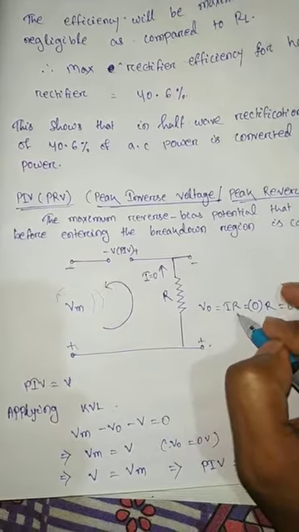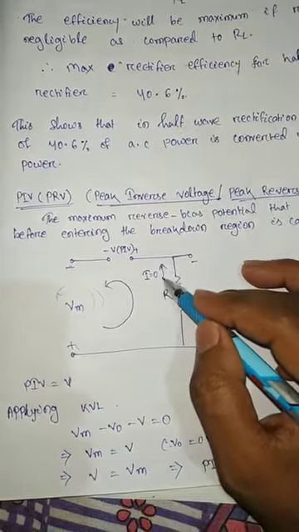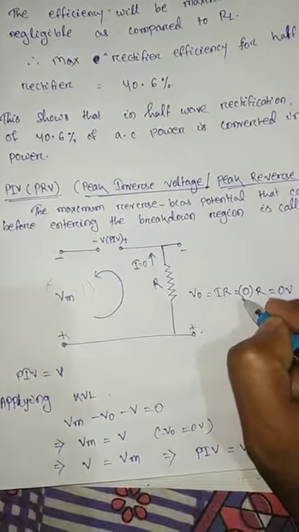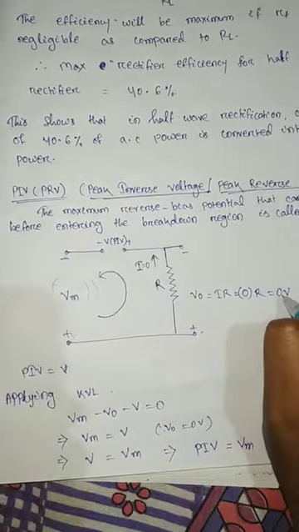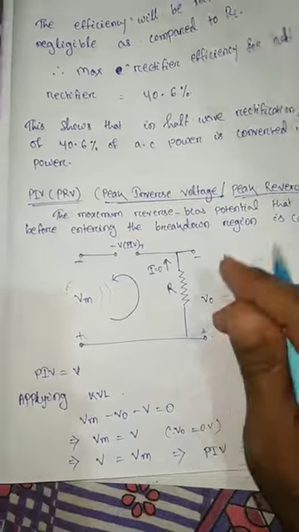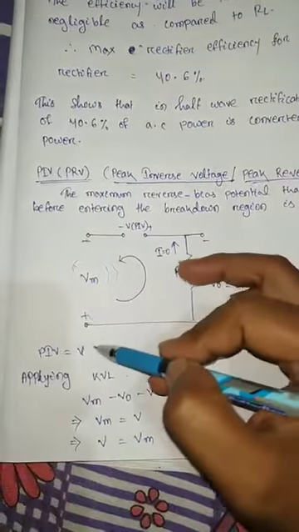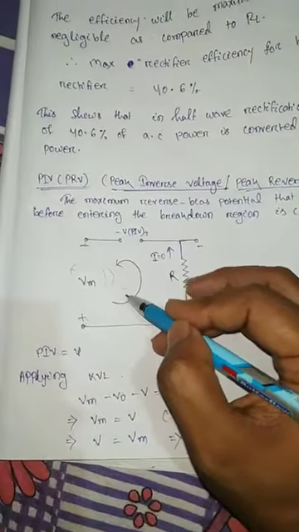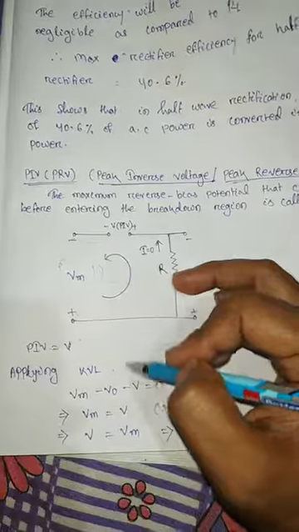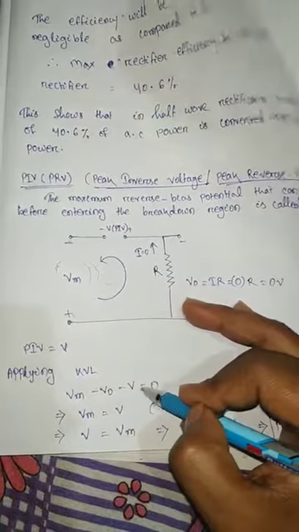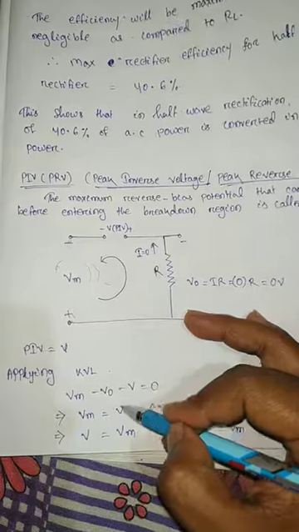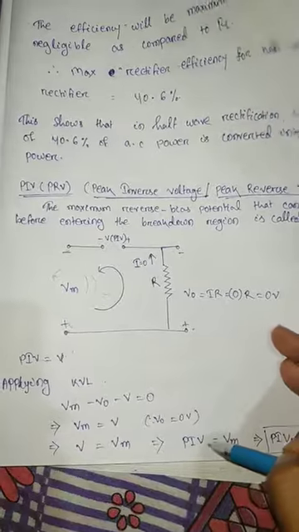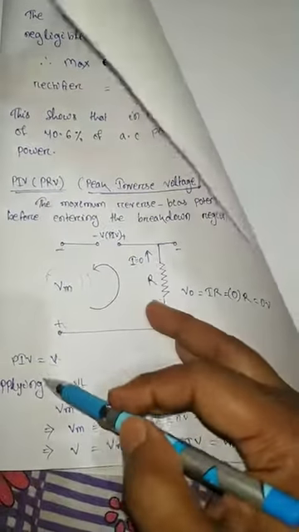The output voltage across the load R is V0 equal to IR. The current flowing in the circuit is 0, so if you put I as 0, 0 into R equals 0 volt. So the output voltage is 0 volt. Suppose we take this PIV voltage as V. Now applying KVL to this circuit, Vm minus V0 minus V equal to 0. As V0 is 0, Vm equal to V, so peak inverse voltage is equal to Vm.